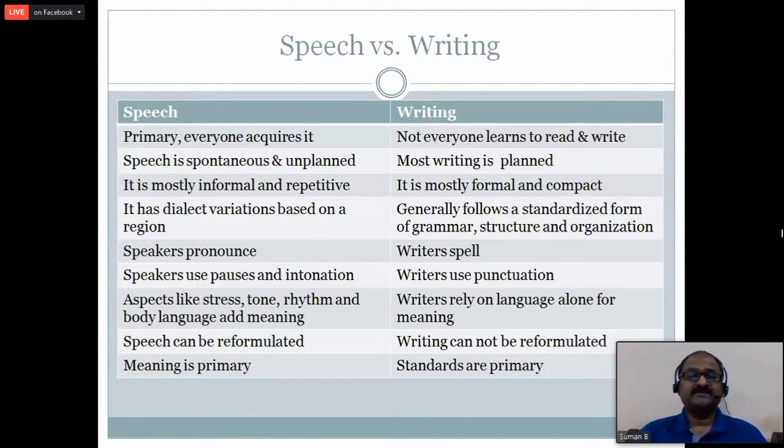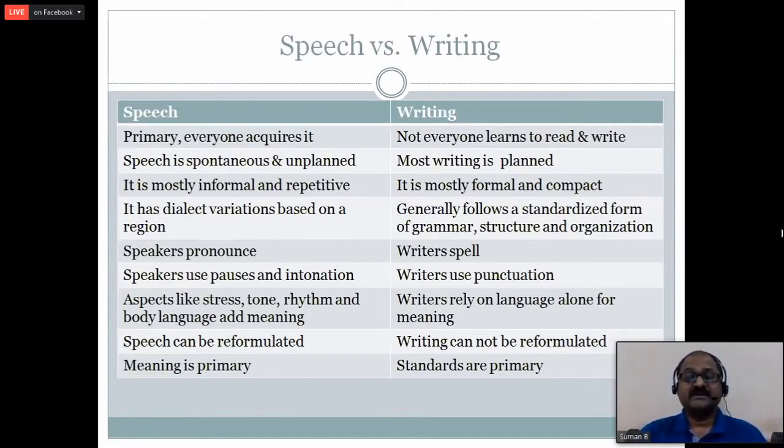And aspects like stress, tone, rhythm, and body language add meaning while speaking. Whereas when it comes to writing, writers can rely only upon language. This is the most important difference I would like to highlight here. When it comes to speaking, along with the language, all these aspects like stress, tone, rhythm, body language can also help a speaker in the process. But when it comes to writing, none of these aspects are there. So the only option for the writer is the language, the only tool.